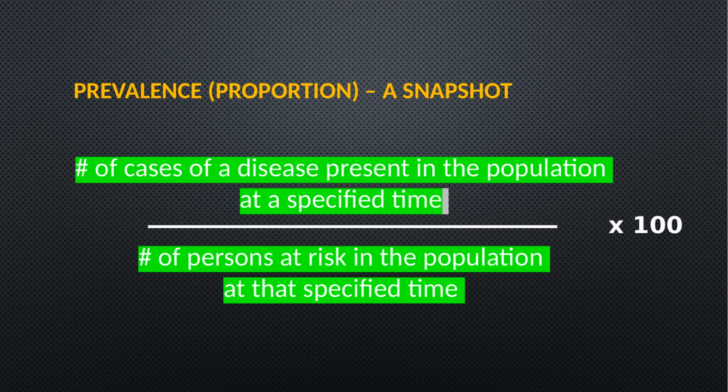Prevalence measures how common a disease is at a single point in time. It is the number of existing cases in the population at that specified time, divided by the number of people at risk in that same population in time, and then multiplied by 100 to express the result as a percentage. Think of prevalence as a snapshot that shows current disease burden and helps guide public health planning.